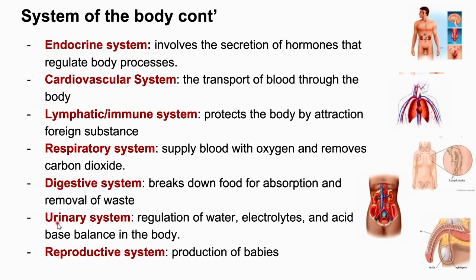So it all comes down to the urinary system. The body needs to regulate the amount of water in the body. We need to regulate the amount of electrolytes in the body, as well as the acid-base balance in the body. We have the reproductive system, which involves the production of babies.